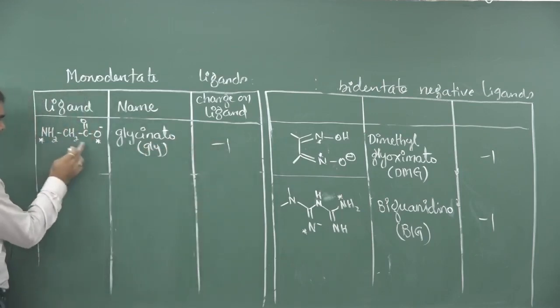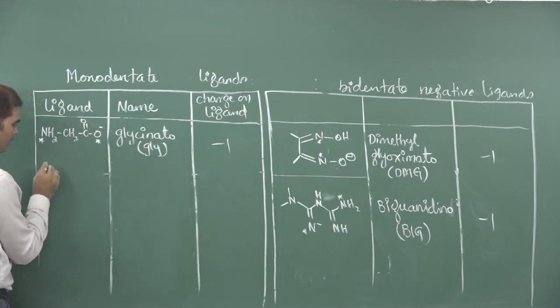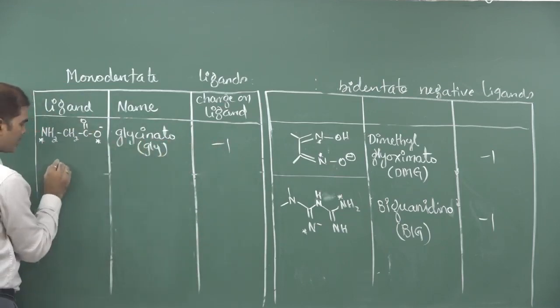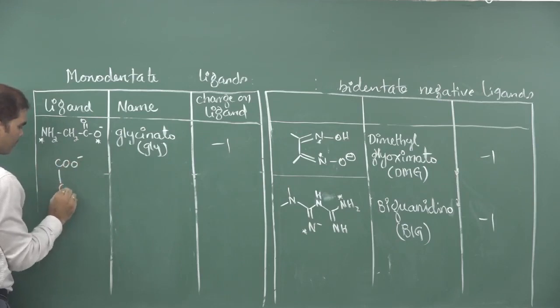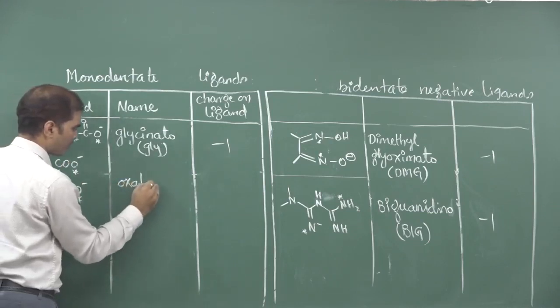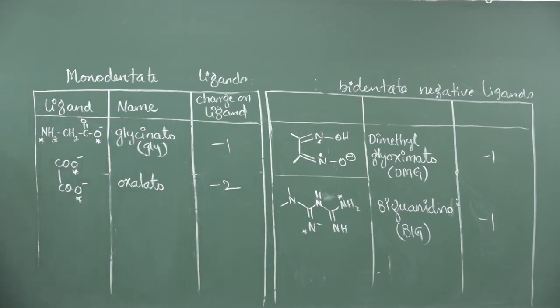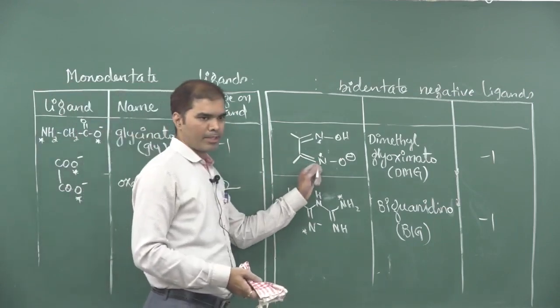Next one is glycinato. One nitrogen and one oxygen are the donor atoms. Glycinato will carry -1 charge. Two oxygen atoms, -2 charge. This one completed.